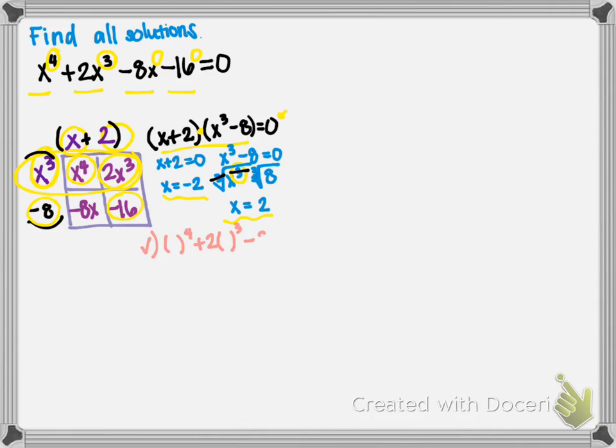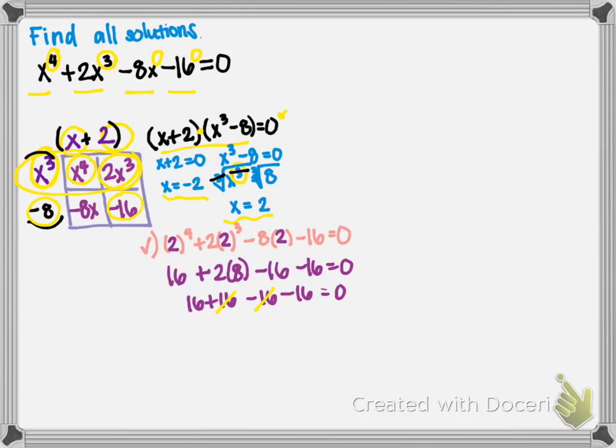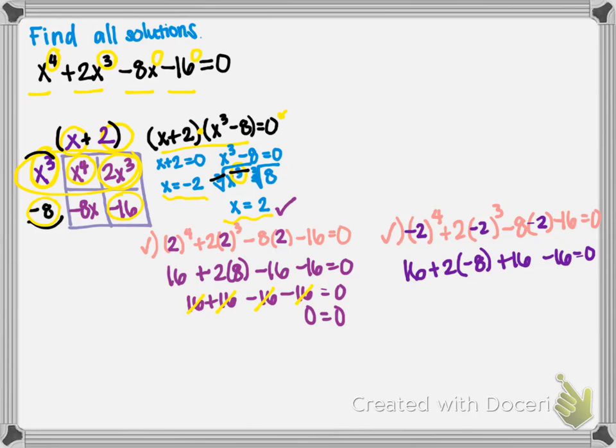So I plug into the original equation. I plug in the 2 first because it's easier to plug in. And I just simplify, simplify, simplify, and everything cancels. And so 0 equals 0. What does that mean? It means 2 is a solution. Checking my other solution, plugging in negative 2 this time. I'm plugging in, simplifying, crossing out some more. Since 0 equals 0, that's a true statement. It means negative 2 is a solution.